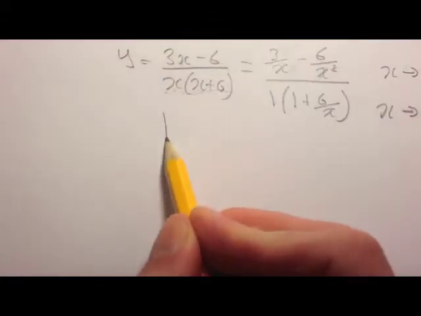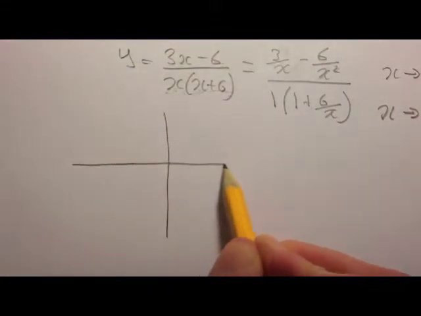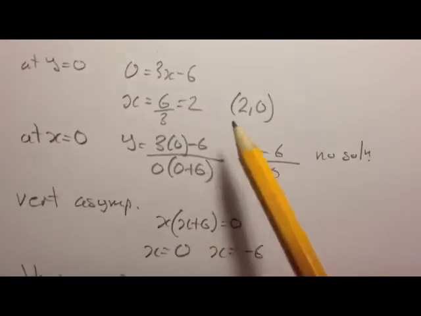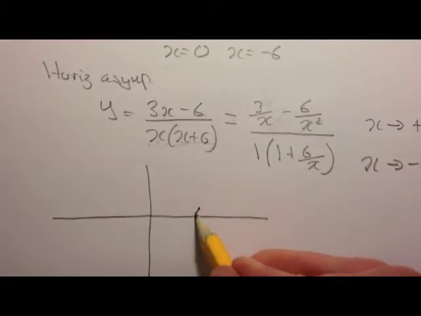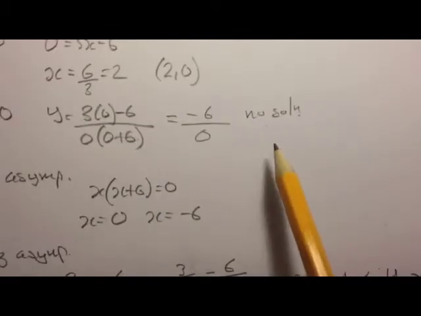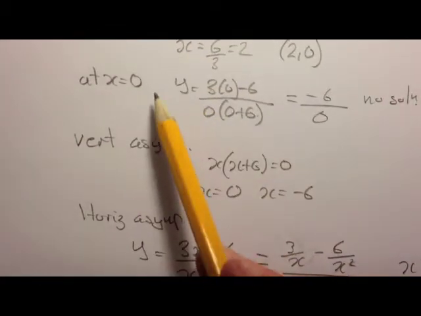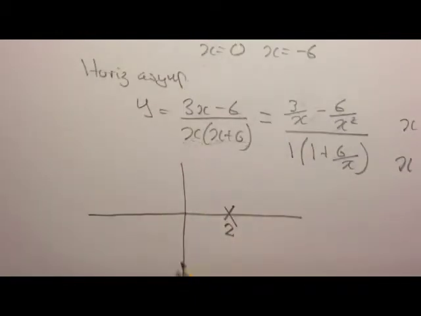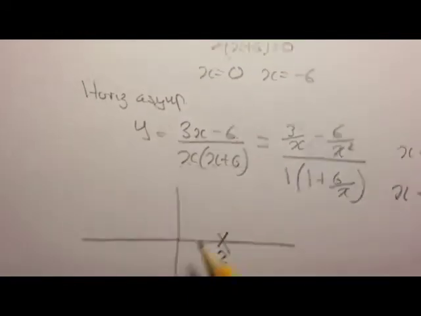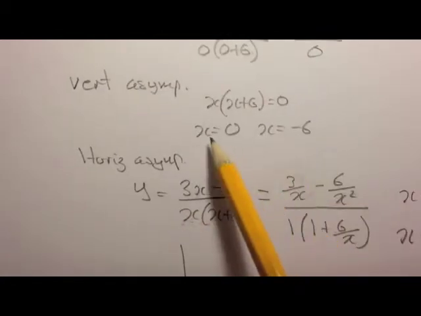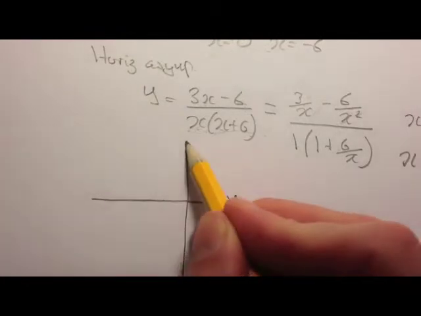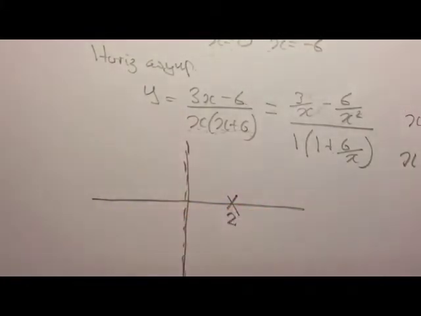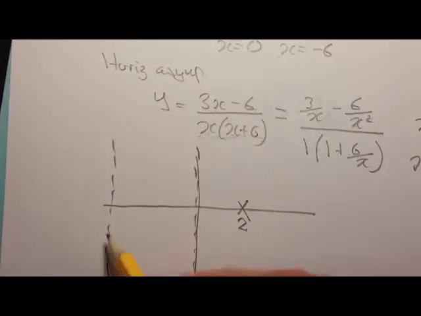So draw our axes, and we put on all our clues. Firstly, the only intercept we've got is 2, 0, so let's put that on. I'd like to put a cross there, so it's clear we must cross at that point. There was no intercept on the y-axis, or the x equals 0 line, so we don't cross this line at all. We've got two vertical asymptotes at x equals 0 and x equals minus 6, so let's put those on.